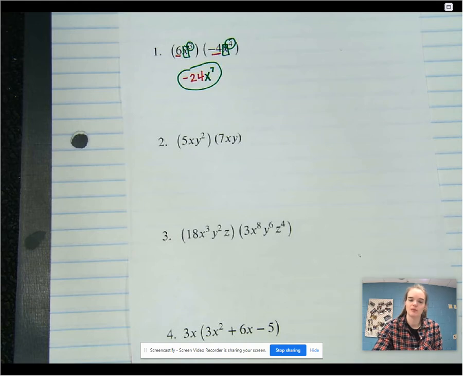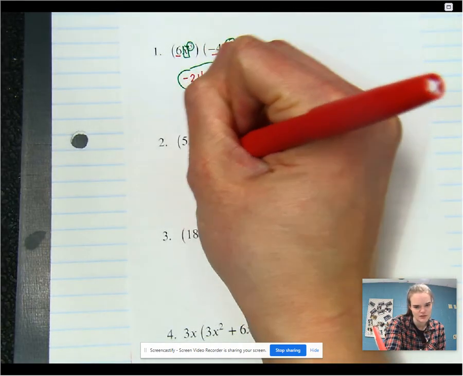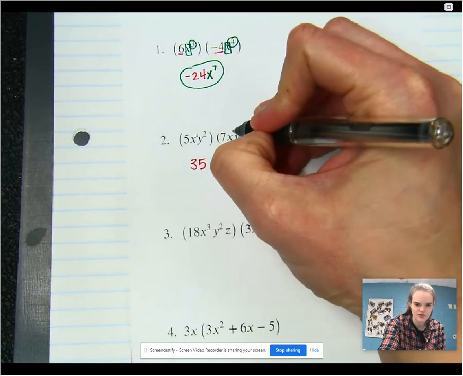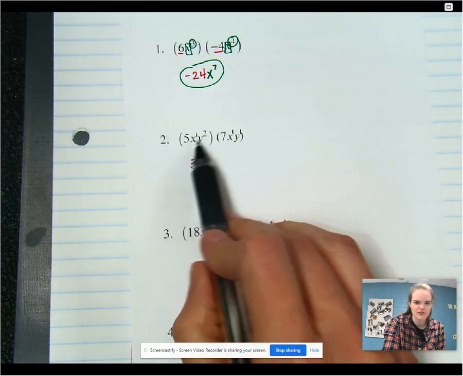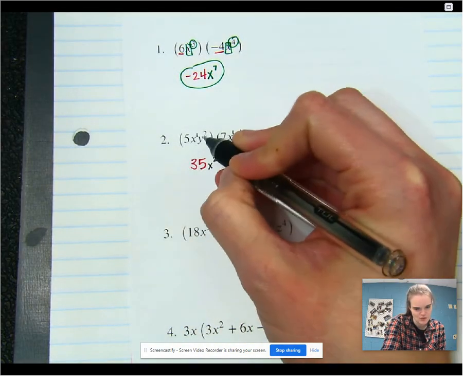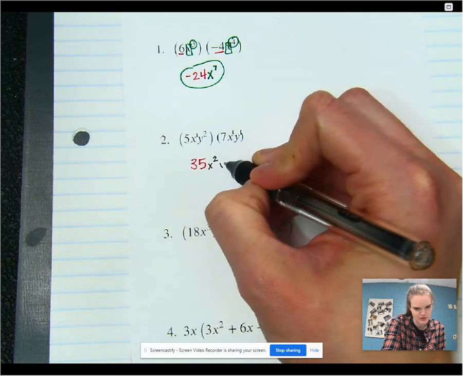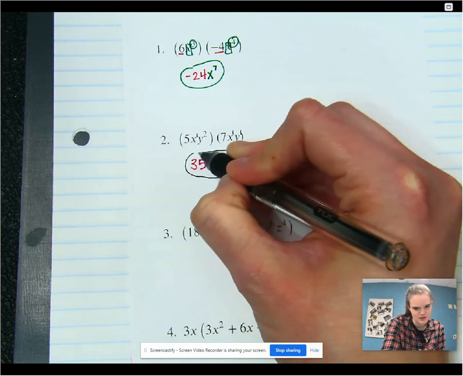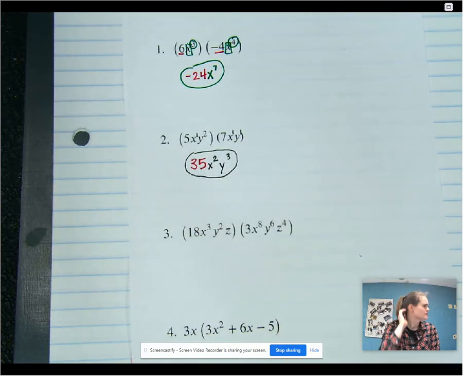Number 2, multiply numbers. 5 times 7 is 35. Okay. X is to the first, x is to the first, y is to the first. So x to the first, x to the first is x to the second. Y to the second, y to the first is y to the third. Thirty-five x squared, y to the third.